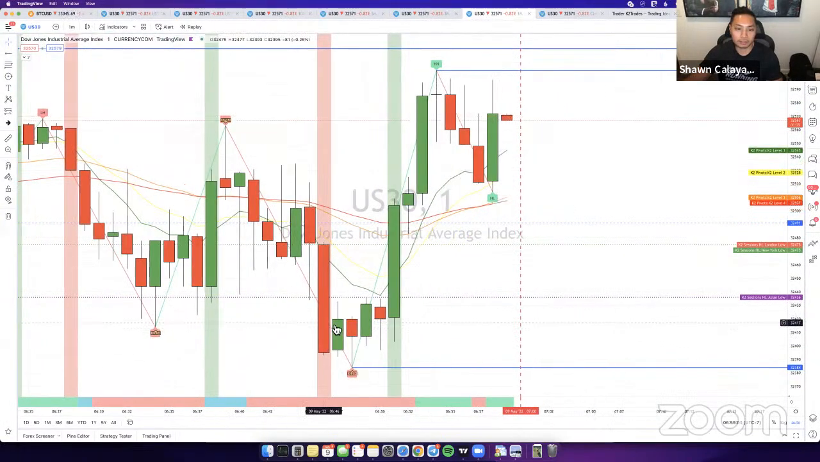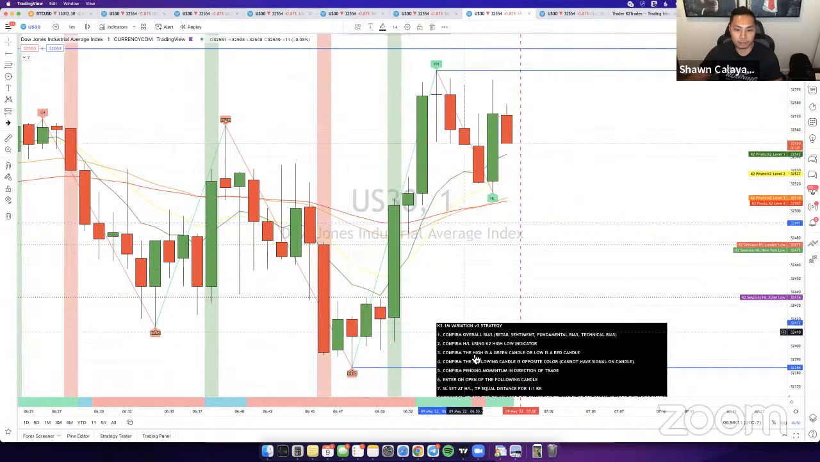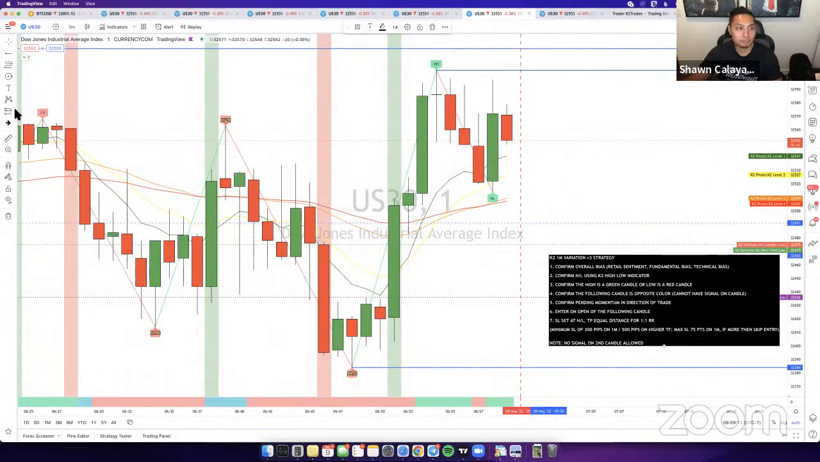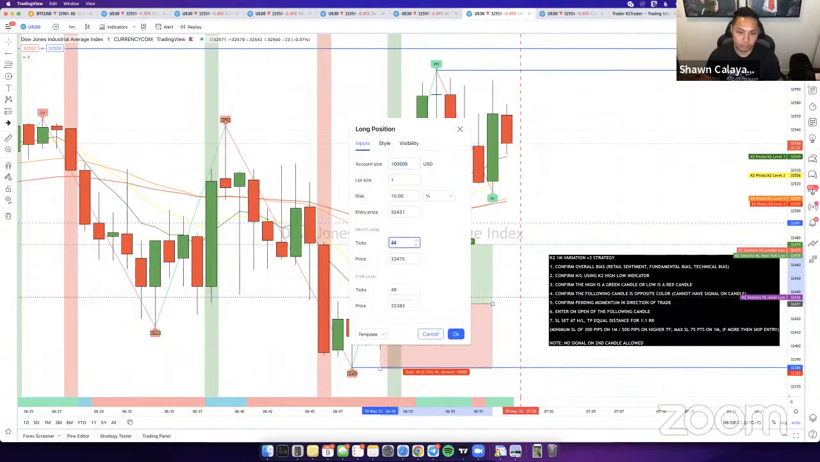There's another V3 here though, not one that I would take because it's opposite of the bias. But if the bias here was bullish, there was technically another V3 right here, which would have hit full TP right there. So as you guys can see, if you have the K2 strategies, there's a lot of entries here that you could have taken.